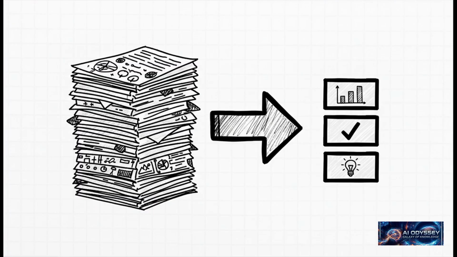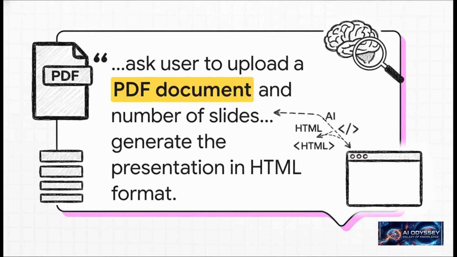You've got a dense, maybe multi-page research paper, and you need to turn it into a clear, concise slide deck like yesterday. The prompt that was given to Opal for this is so straightforward it's almost funny. It's just asked to take a PDF and a number and generate a presentation. But the really clever trick here was specifying HTML format. That little detail in the prompt is what leads to a much richer visual result instead of just a wall of text.